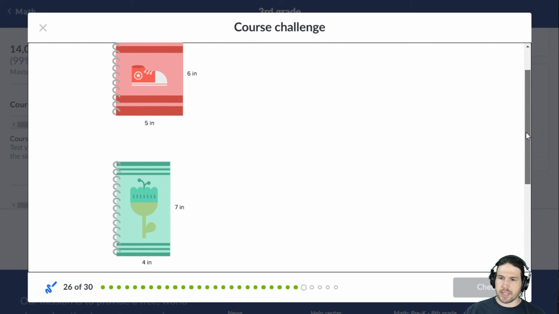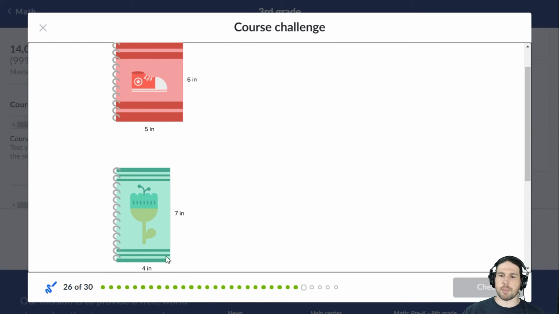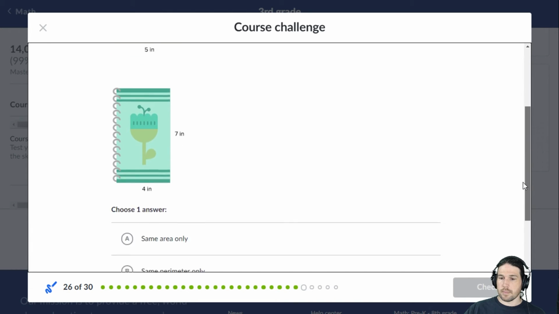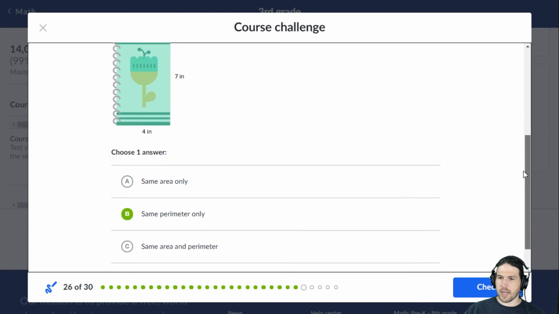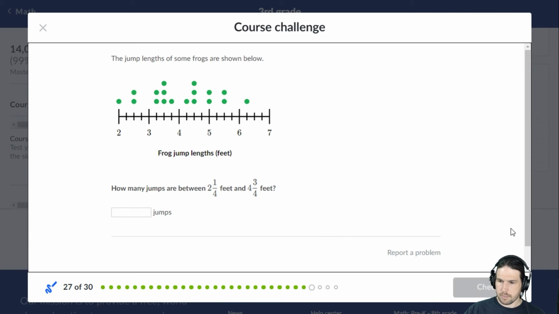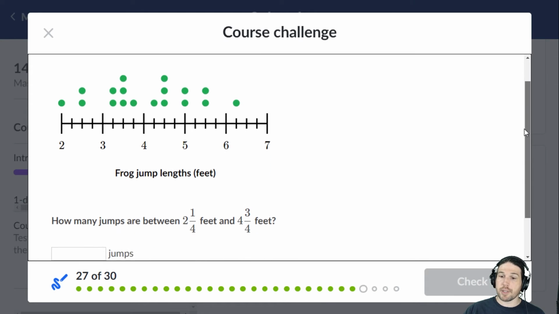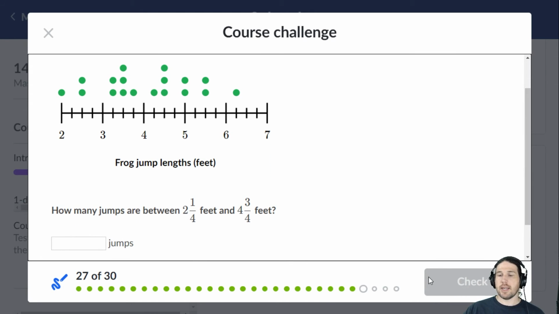Do the following notebooks have the same area, perimeter, or both? This one's 6 by 5. This one's 7 by 4. Just perimeter. Definitely not the same area, 28 and 30. The jump length of some frogs are shown below. How many jumps are between 2 1/4 feet and 4 3/4 feet? 2, 3, 4, 5, 6, 7. 12? I see 12.